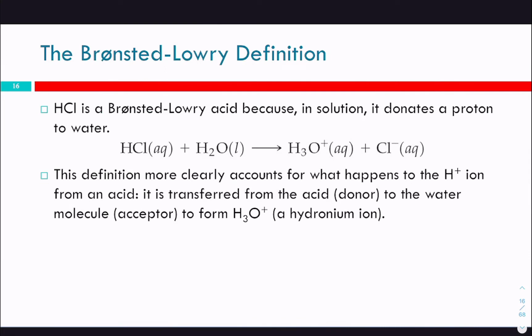So HCl is a Bronsted-Lowry acid because in solution, it donates a proton to water. So hydrochloric acid plus water, that hydrogen leaves the hydrochloric acid. And this is something we mentioned last time as well. These hydronium ions, which is just water with an extra proton, is actually how that hydrogen exists in the solution. That H plus is super reactive, so it's never going to exist by itself. But H3O plus and H plus will be written interchangeably in chemical equations.